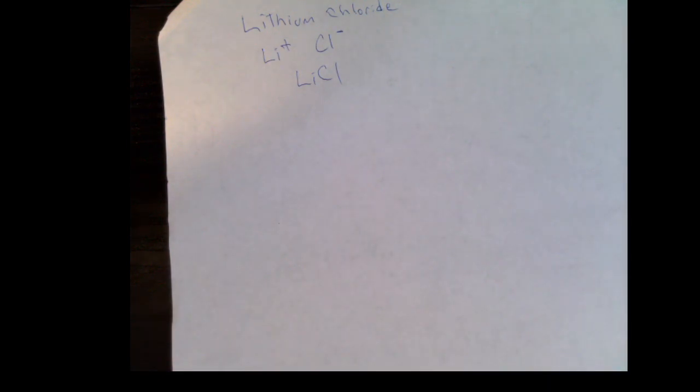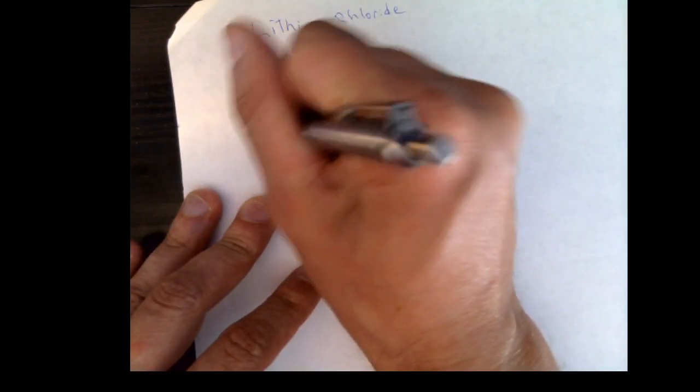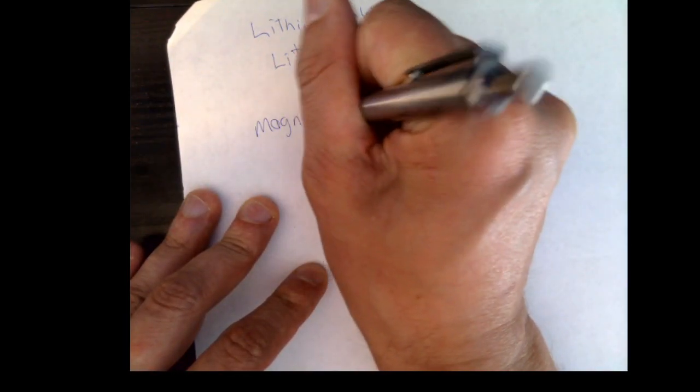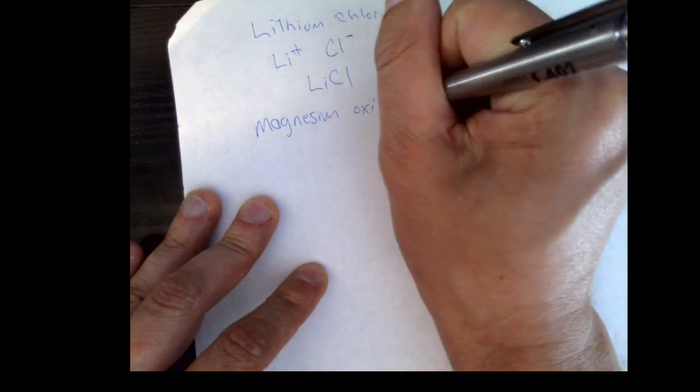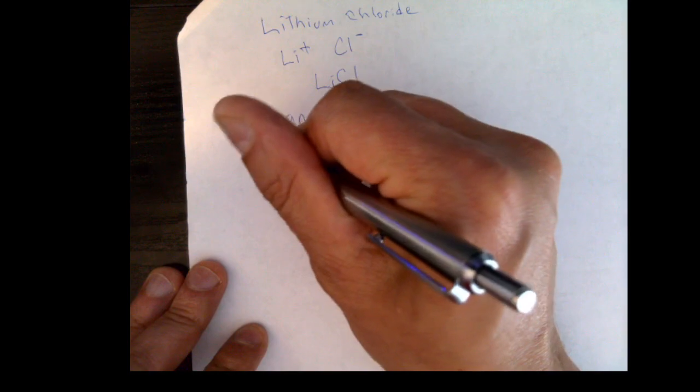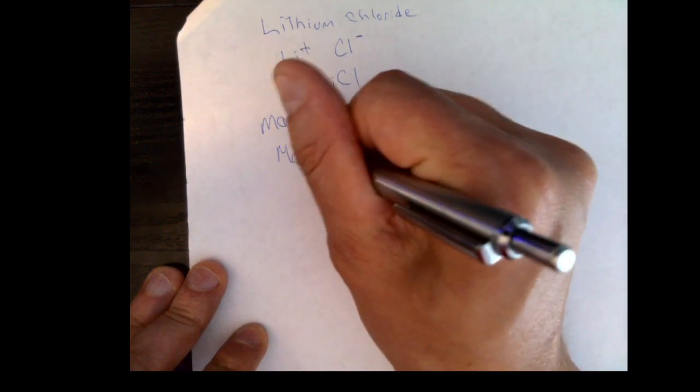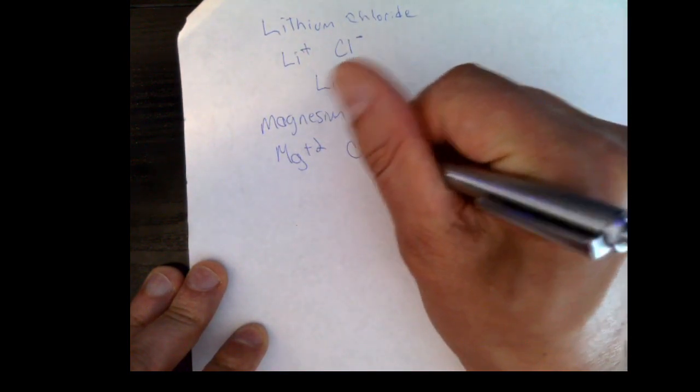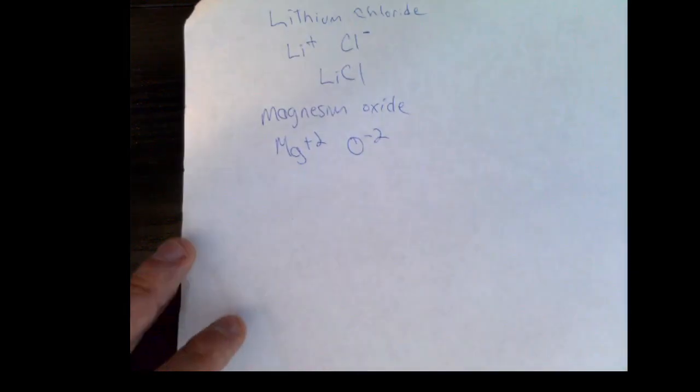You can do this with more complex ions as well. Let's say that you wanted to do magnesium oxide. Okay, so again, like before, using the periodic table, they ought to be able to determine that magnesium has a +2 charge and the oxide ion has a -2 charge.